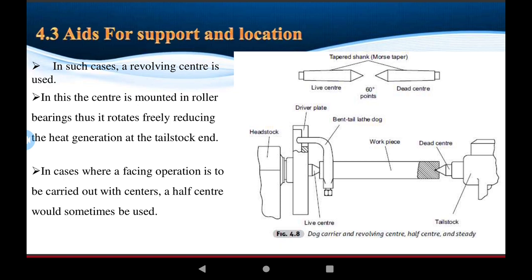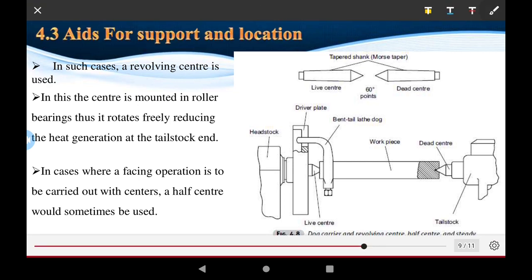Add for support and locations. Another component present in this view is the center, used in this operation for revolving. This is the tool, the tailstock of the machine, and this cone is supported for the tailstock of the job, and this is the live center. The live center also provides the tapered shank of the machine.